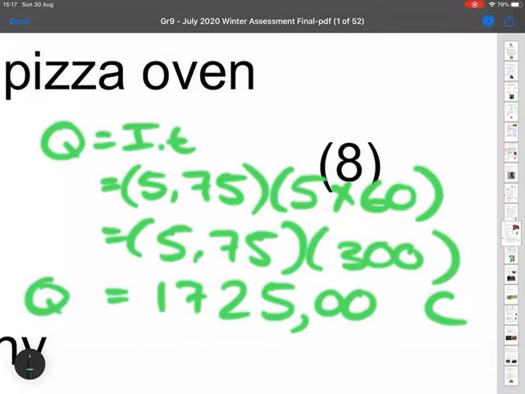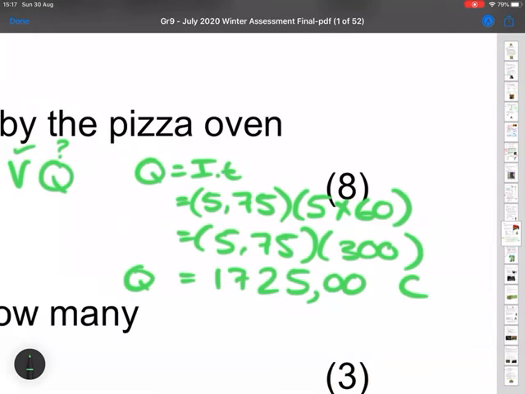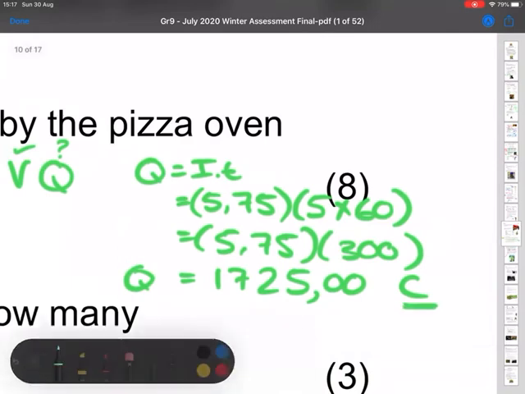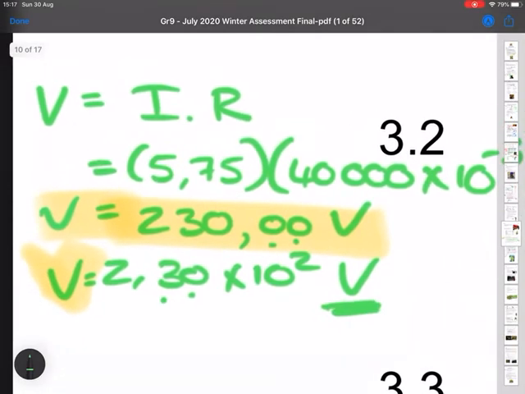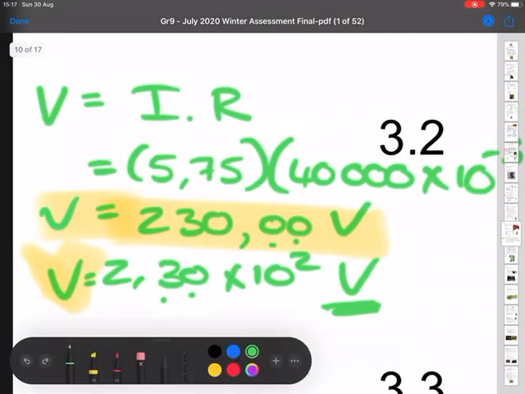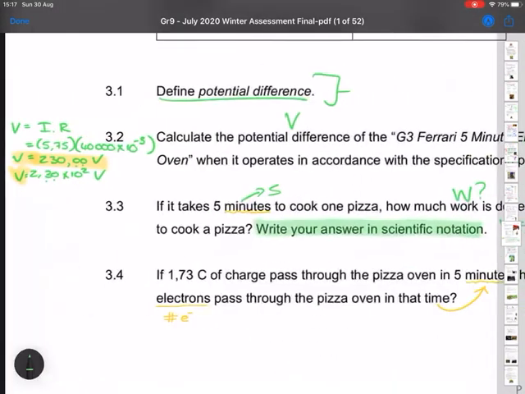2 decimal places, 0.00, or you can write it in scientific notation if you want to. So it would be 1.73 times 10 to the power of 3 coulombs. You have to have coulombs as your unit, otherwise you won't get your mark. Just like for potential difference, you have to have V, volts, as your unit, otherwise you don't get the marks.